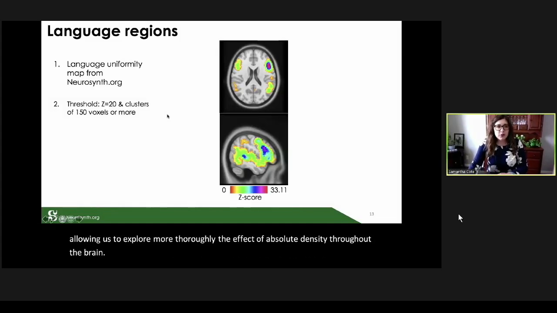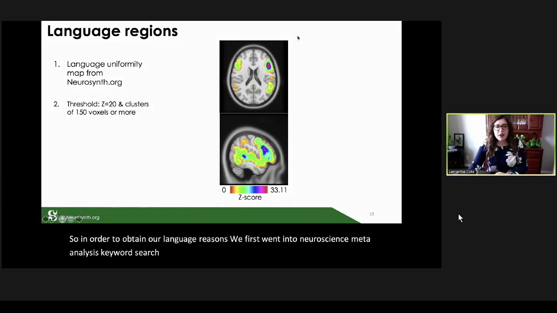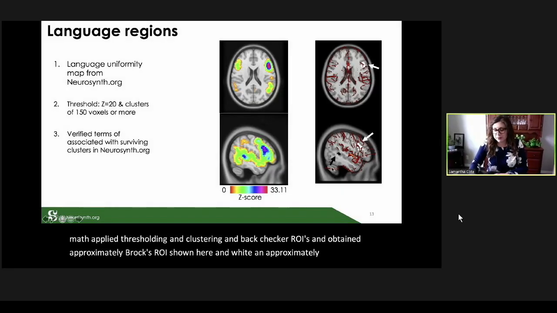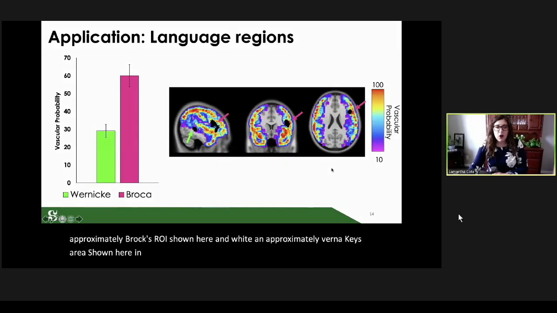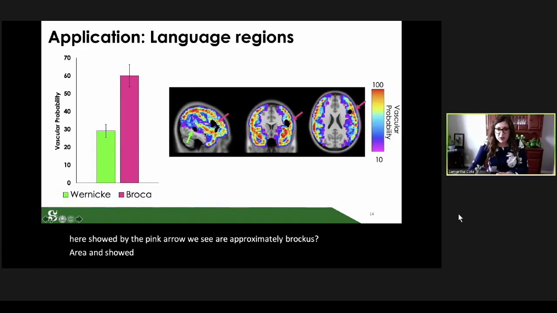So in order to obtain our language regions, we first went into the Neurosynth meta-analysis keyword search and searched for language. We downloaded the following map, applied thresholding and clustering, and backchecked our ROIs, and obtained approximately Broca's ROI shown here in white and approximately Wernicke's area shown here in black. We then intersected these ROIs with our vascular probability map of the middle cerebral artery. So in this image here, shown by the pink arrow, we see our approximate Broca's area, and shown by the green arrow, approximate Wernicke's area.